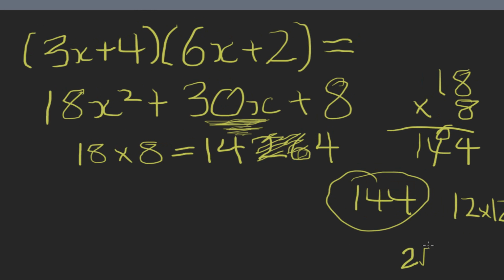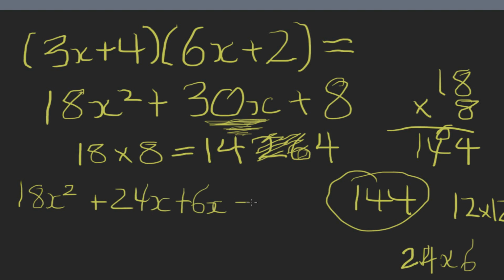I think it should be 24 times 6. 24 times 6 is 144, and 24 plus 6 is 30, so we've got 18x squared plus 24x plus 6x plus 8. And what do we do from that? Well, we factorize it in separate parts.